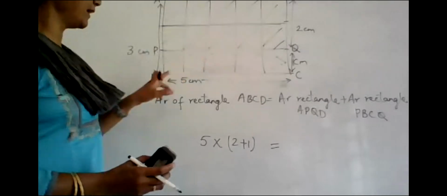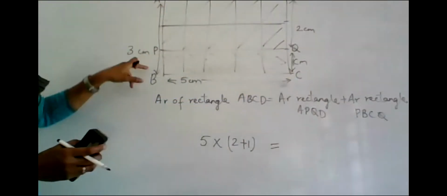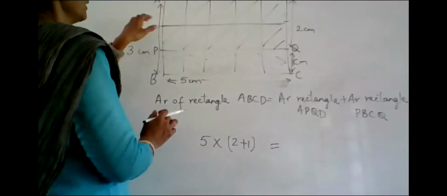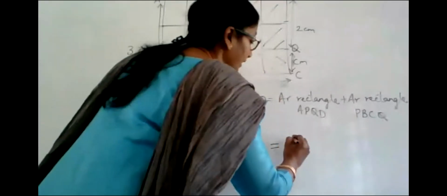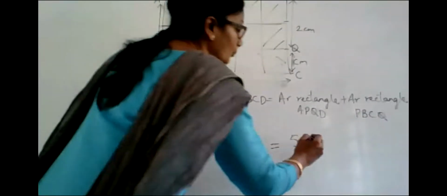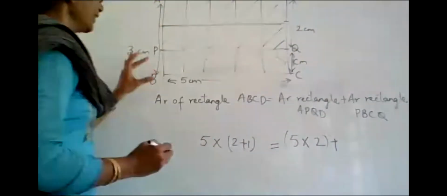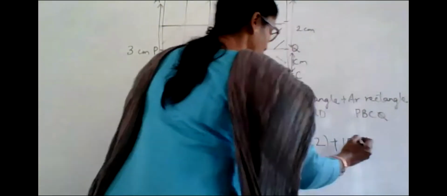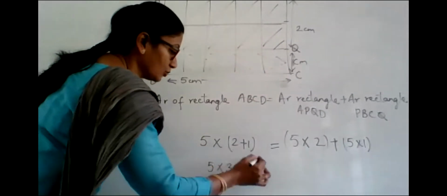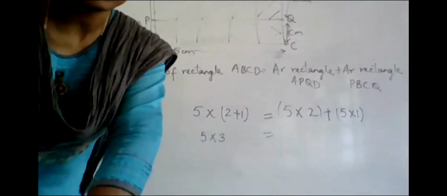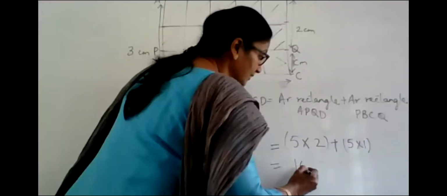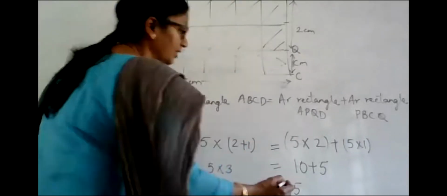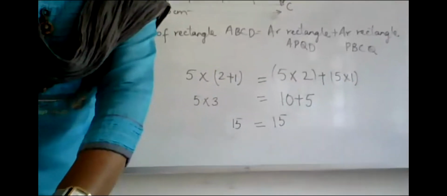So 5 multiplied, the length multiplied by the breadth, which is 2 plus 1. This will be equal to the area of this rectangle APQD, which is again length 5 into the width 2, plus again the area of the smaller rectangle, which is L into B, which is 5 into 1. So you will get 5 into 3, because 2 plus 1 is 3, is equal to, can you see the board? Yeah, okay. 5 into 2, which is 10, plus 5 into 1, which is 5. So 15 is the total area of both the rectangles. This is what we are trying to understand.